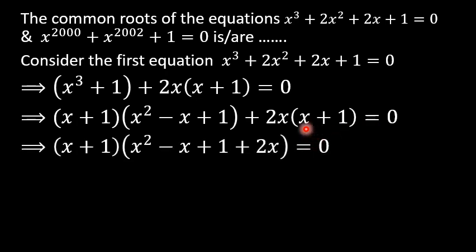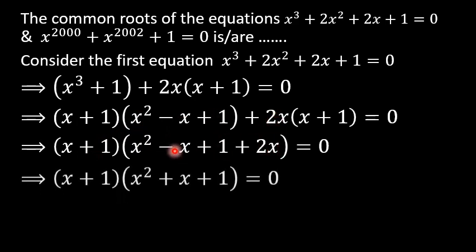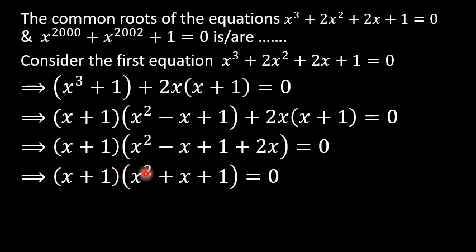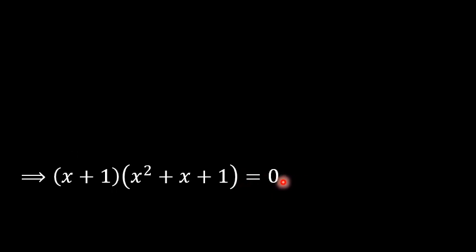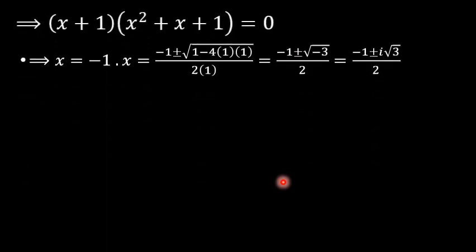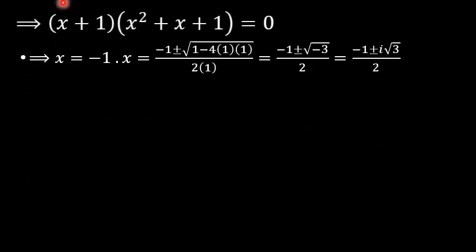Now you can notice that there is a common term which is x plus 1 in both the terms. That is, in the first term we have x plus 1 here, and in the second term also we have x plus 1. So let us take x plus 1 common. So we get x square minus x plus 1 plus 2x. 2x minus x is plus x. So we get x plus 1 into x square plus x plus 1 is equal to 0. Now we have to find the value of x which satisfies this equation.